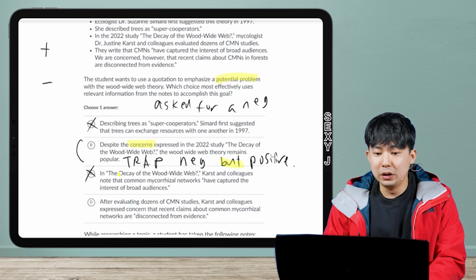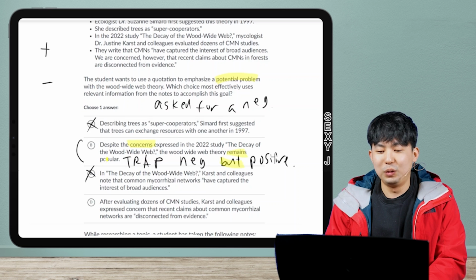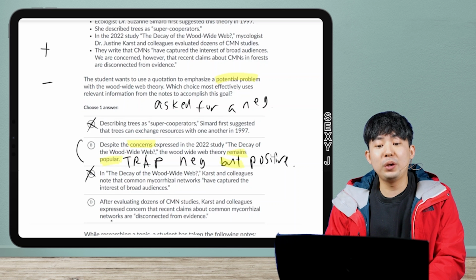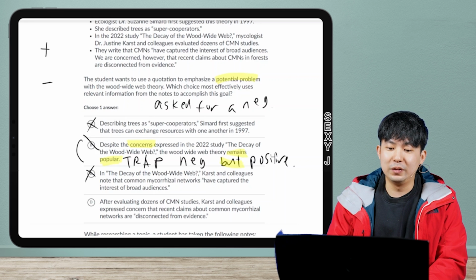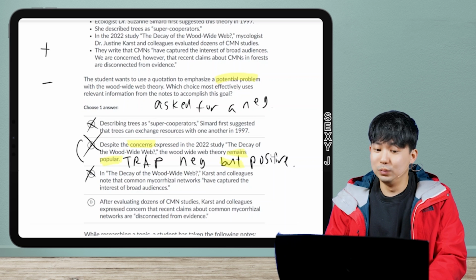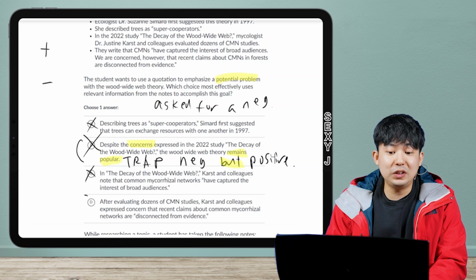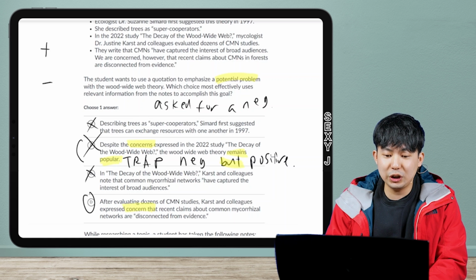Let's read the whole thing in B. Despite the concerns, it remains popular. I didn't read the whole thing, I don't want to, okay? So the main point here, is it the concerns or is it the popular? It's the popular, right? Because it comes afterward. It's the second part. So we can eliminate it. So when you see it, you can be like, oh yeah, Jay told me this is a trap. Good. So the answer here is going to be D. This is the only one that just has a negative, which is a concern.